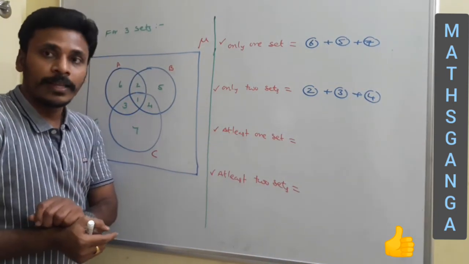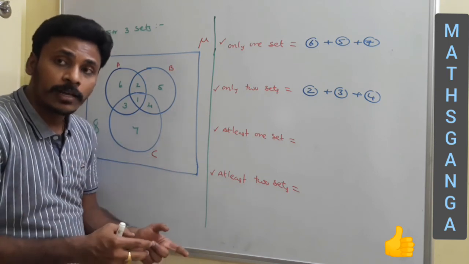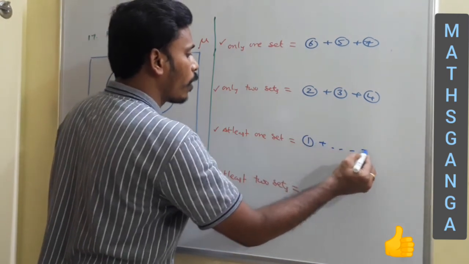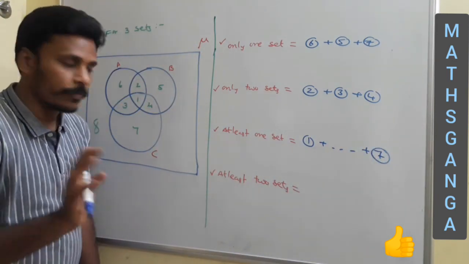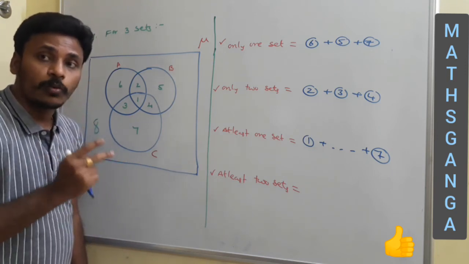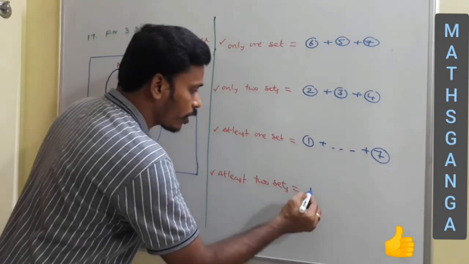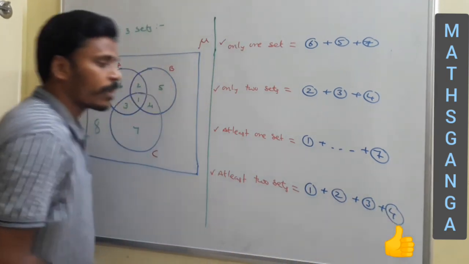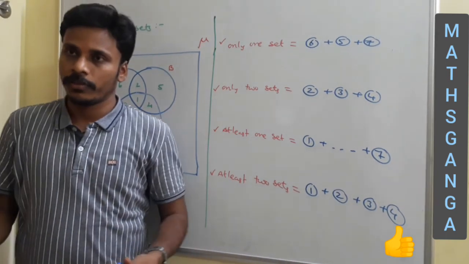And at least one set. At least one set means that the region may be in one set, maybe in two sets, or maybe in three sets. So here you will get all the regions from 1 to 7. Why? Because every region for sure is included in at least one set. And then at least two sets. At least two sets means the region should be there in two sets, not in only one set. It may be in two sets or it may be in three sets. In this case, you just think about these regions: 1 plus 2 plus 3 plus 4. In this way you need to analyze this diagram to answer many questions, right? Just have a look.